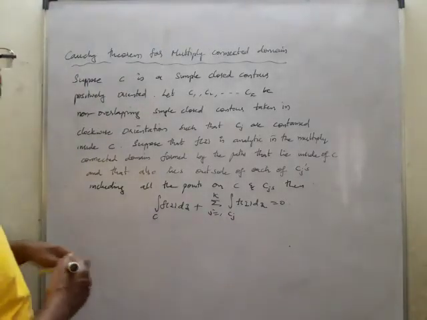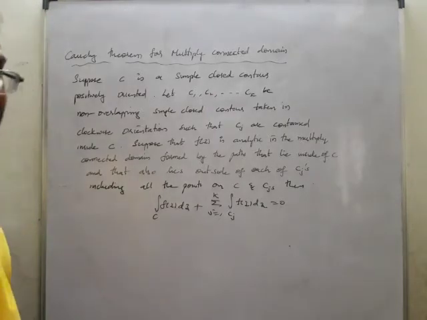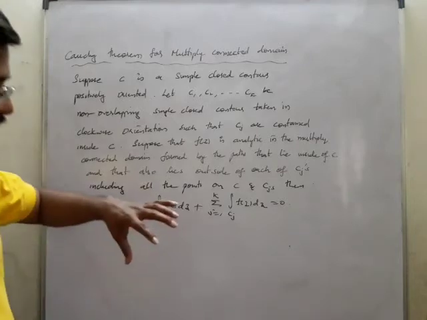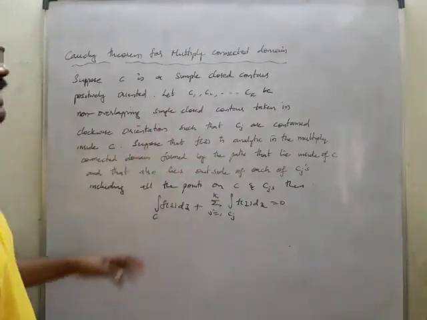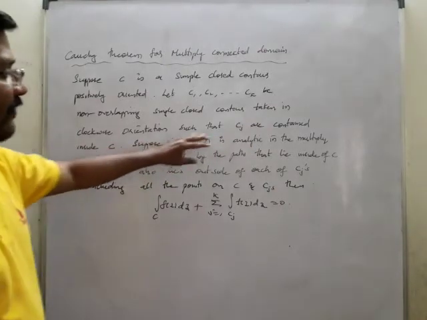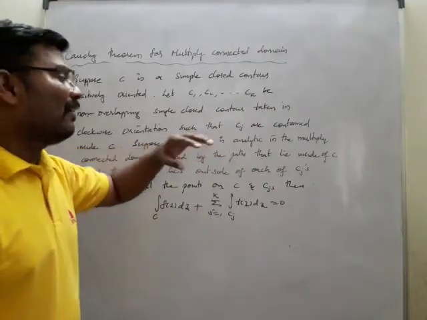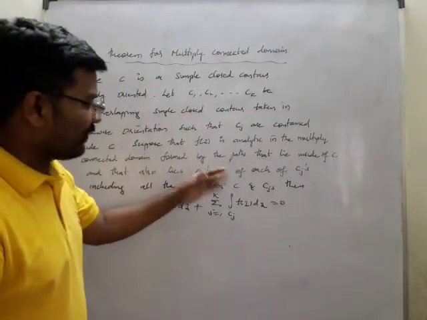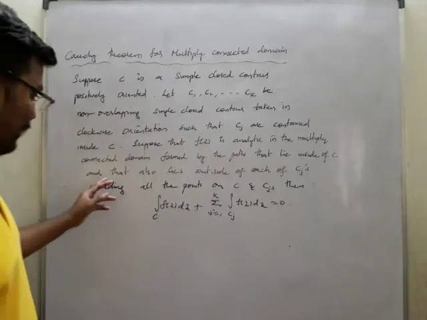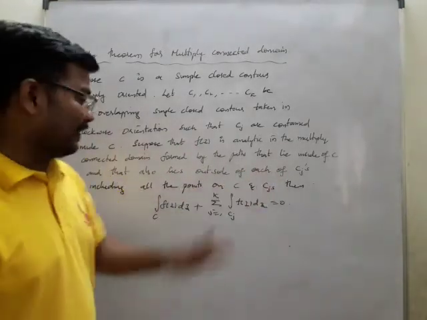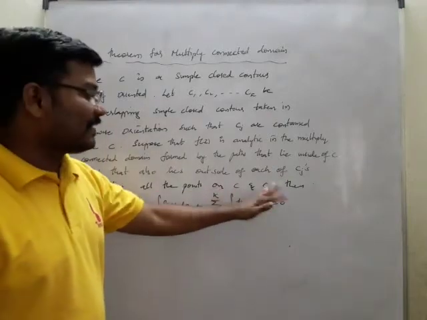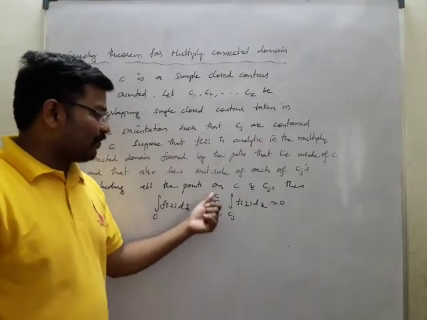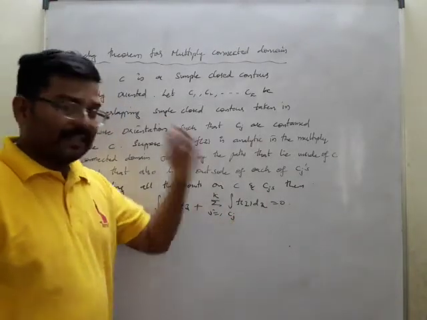So what is given is C is a simple closed contour positively oriented, and C1, C2 are simple closed contours taken in the clockwise direction, and Cj is contained inside C. Suppose that f of z is analytic in the multiply connected domain formed by the non-overlapping paths inside C, that also lie outside of each Cj, including all the points on C and the Cj's. Then we need to prove that the integral over C of f of z dz plus the summation j equal to 1 to k of the integral over Cj of f of z dz equals 0.